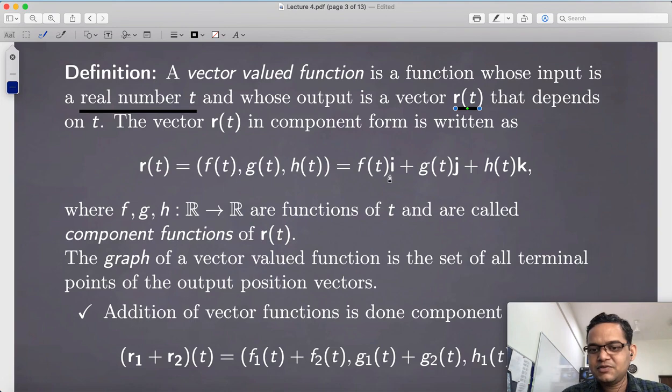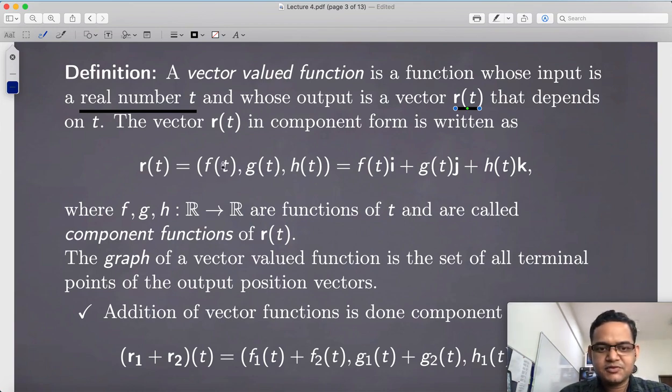Okay. And if you want to write in terms of i, j and k, this vector, the coordinate of i is going to be f(t), and so on. So this is how you can always express a vector valued function in terms of component functions. If you recall, the idea of a function from R to R is basically being generalized to define vector valued functions. So in a way, there is nothing new in terms of new concepts.